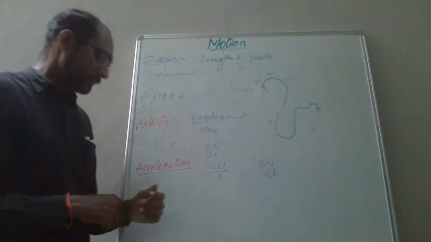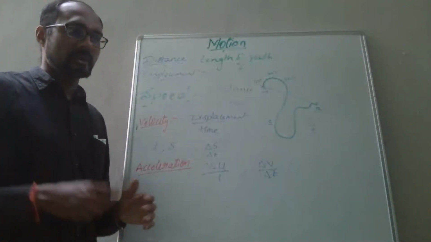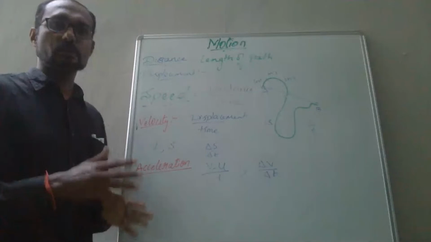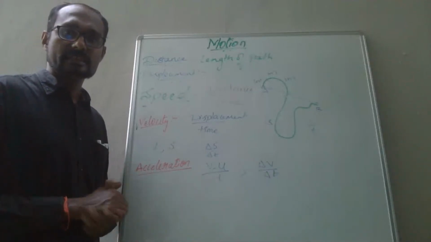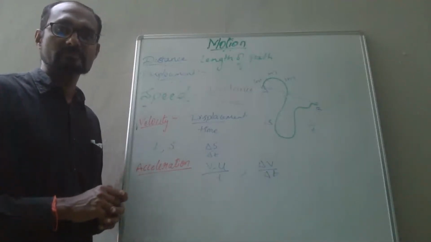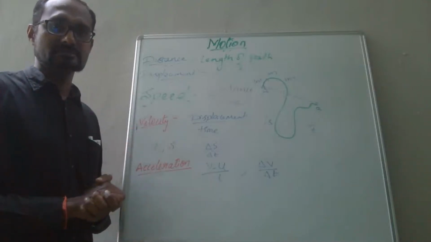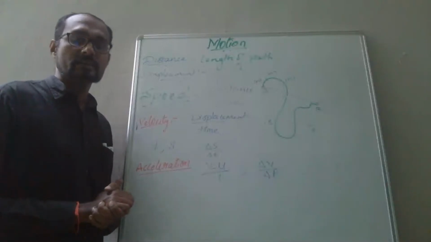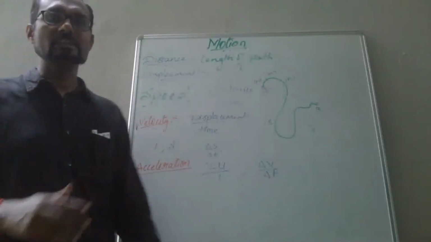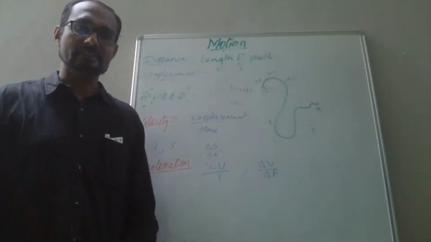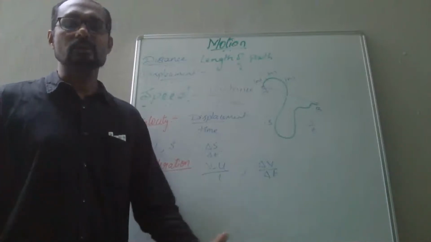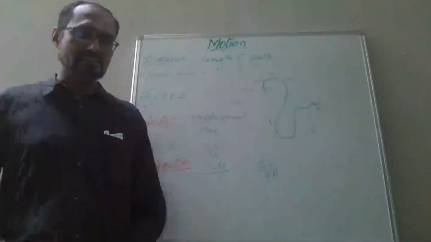So, if a body undergoes equal change in velocity in equal intervals of time, then we say it is uniform acceleration. On the other hand, if a body is undergoing unequal change in velocity in equal intervals of time, then it is non-uniform acceleration. There is something I would like to tell you.